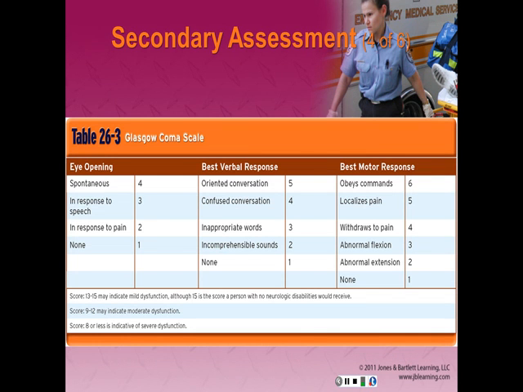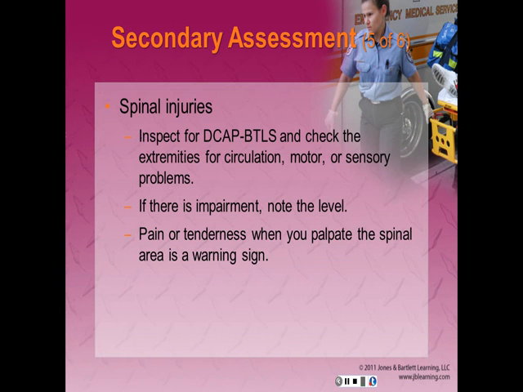Again, table for Glasgow Coma Scale, and you need to be intimately familiar with this. Spinal injuries. Inspect for DCAP-BTLS. Check the extremities for circulation, motor, or sensory issues. If there is impairment, note the level. Pain or tenderness when you palpate the spine is a warning sign that a spinal injury could exist.